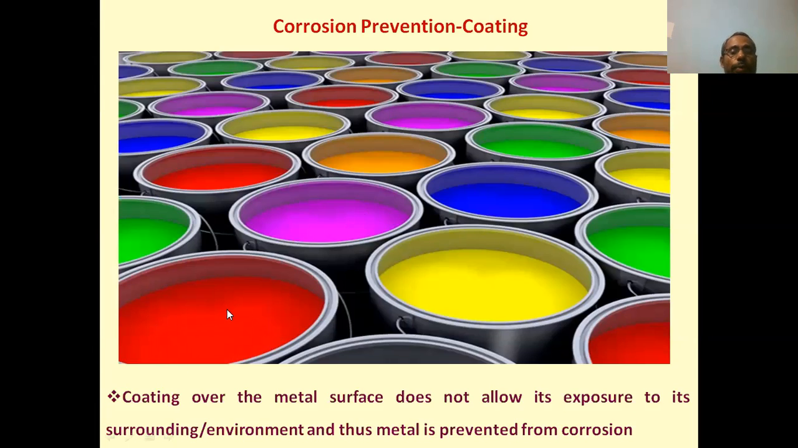The thing is that when a metal is coated by any coat or by paint, then the metal is not exposed to its surroundings. As it is not exposed to the surroundings, it cannot react with the atmospheric gases. Or if an electrolyte is there in water vapor, that cannot directly come in contact with the metal surface. The coat acts as a barrier between the surroundings and the pure metal surface, hence preventing corrosion.